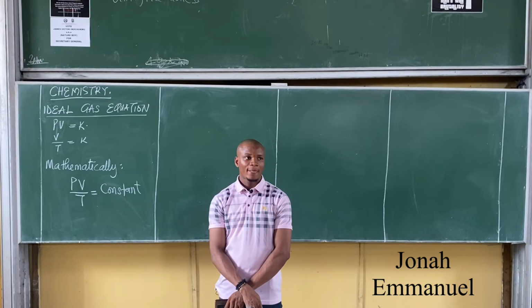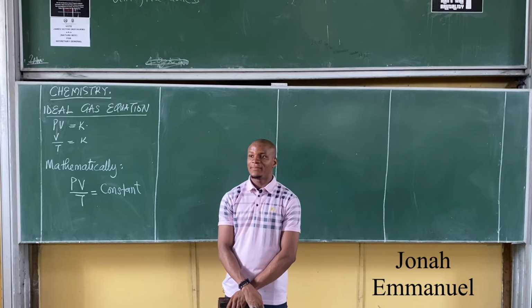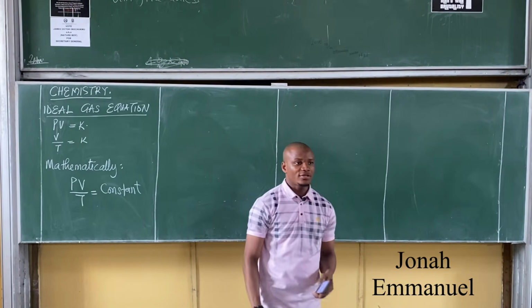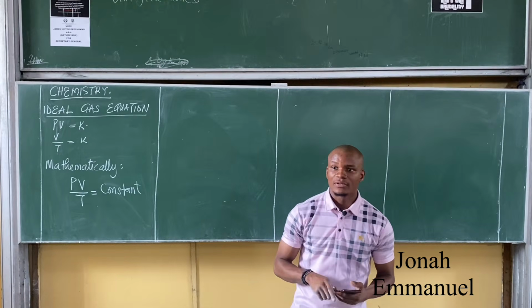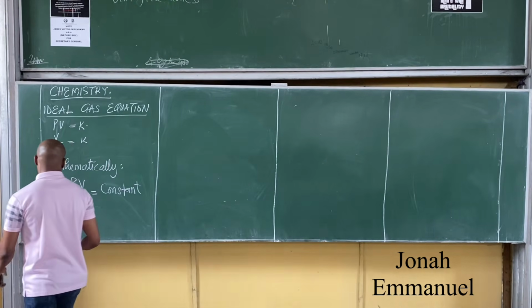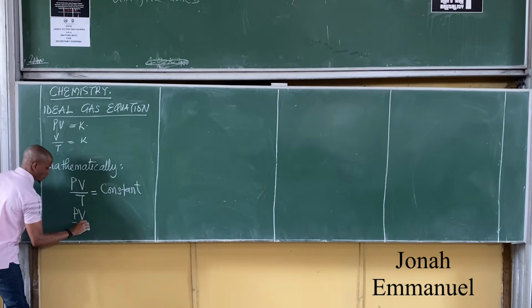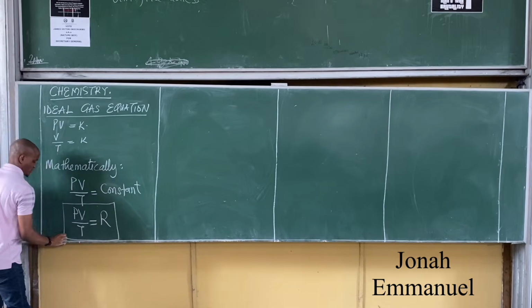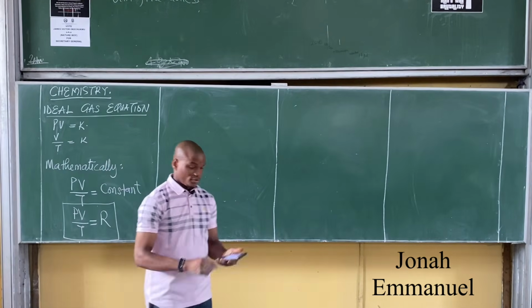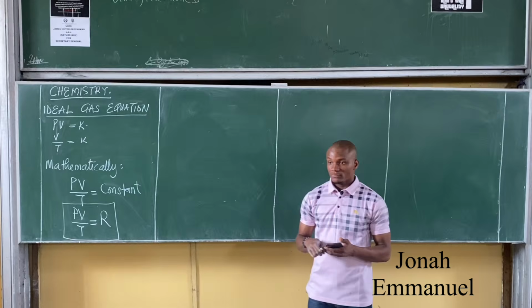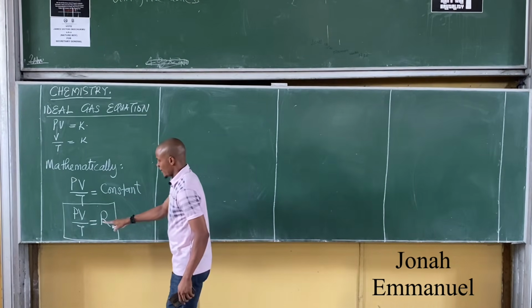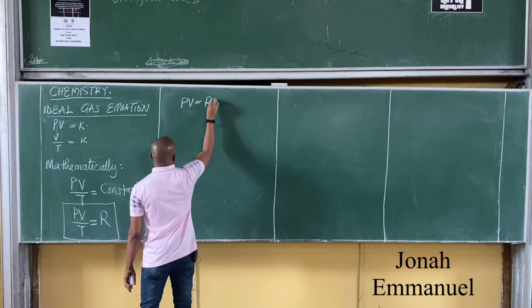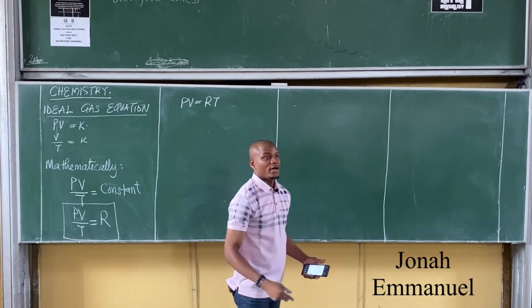The constant is represented by capital R. Hence, PV all over T is equal to R. If I move T over here, what do you get? PV is equal to RT.